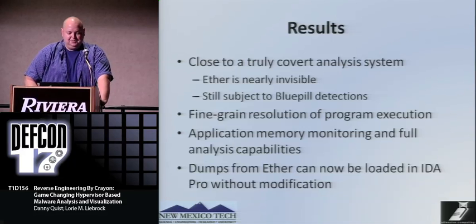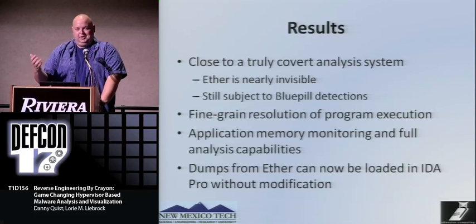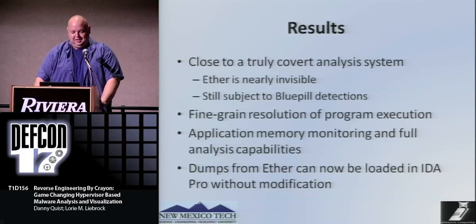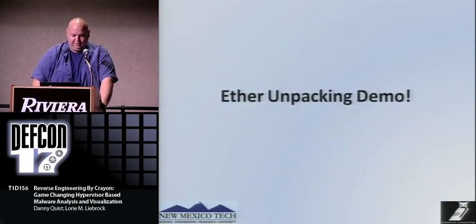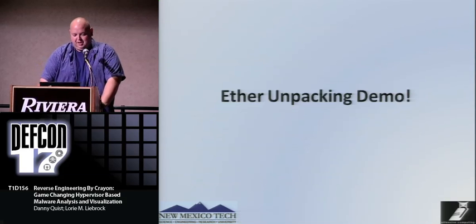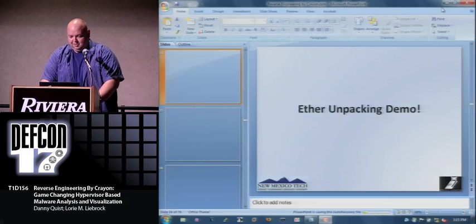Okay. So the result from this is that you get close to a truly covert analysis system. Ether is nearly invisible. It's still subject to blue pill detection, so we can start playing that game, but I think it's a game that's worth playing. The next thing that we get is fine-grained resolution of program execution, and since you get memory monitoring, we can start doing some cool stuff with it, and start looking at these files inside of IDA and other tools.